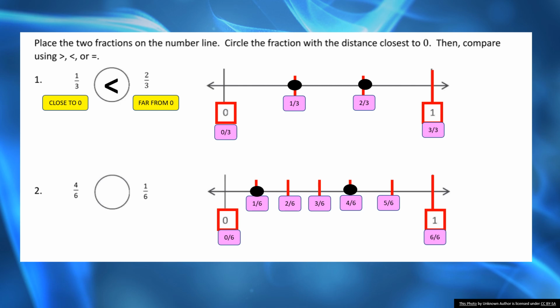So right now, your number line should be partitioned. All of your fractions should be labeled. Your two whole numbers should be boxed in. And you should have a dot above 1 sixth and a dot above 4 sixths. Now, let's look at our comparison. For 4 sixths, look at 4 sixths. Is 4 sixths far from 0 or close to 0?